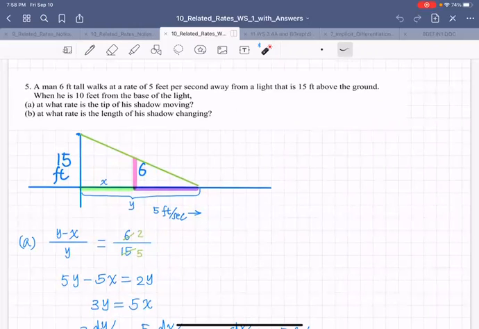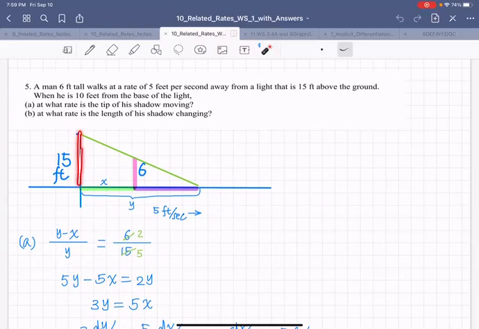A man 6 feet tall walks at a rate of 5 feet per second away from a light that is 15 feet above the ground. When he is 10 feet from the base of the light, at what rate is the tip of his shadow moving? And at what rate is the length of his shadow changing? This question sounds very confusing. Let's draw this one, okay?